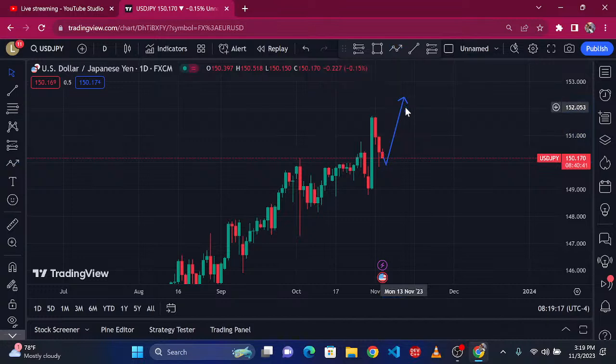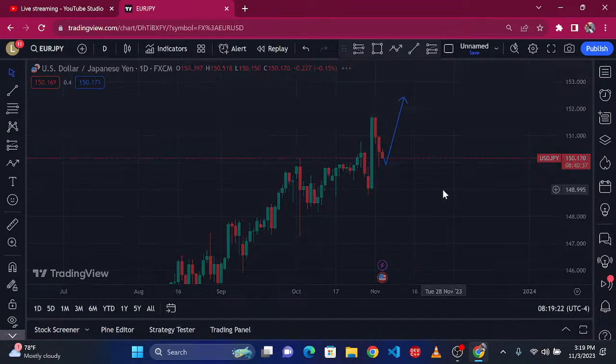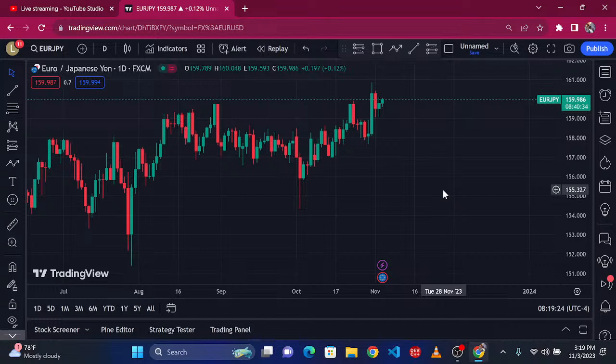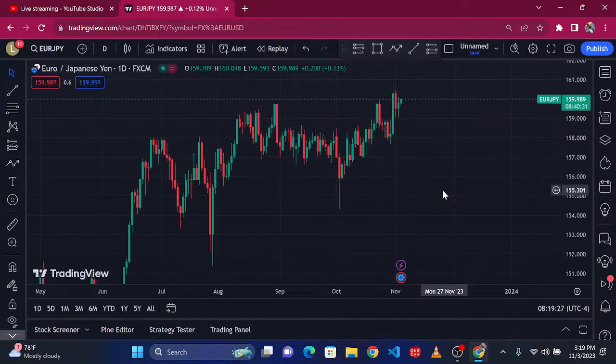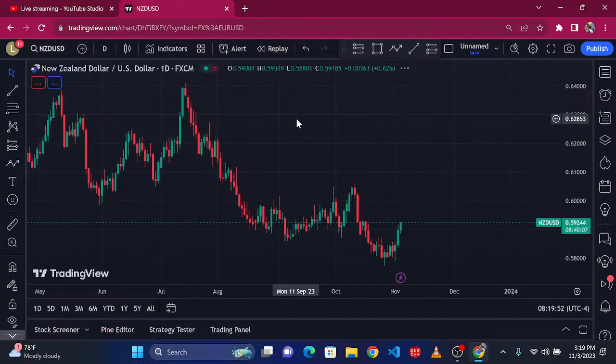Just my movement on USD JPY. Euro JPY. So Euro JPY, for this one, it has been choppy for a long time. As you can see, this is a daily time frame and it has been choppy for a long time, so let's leave this alone.